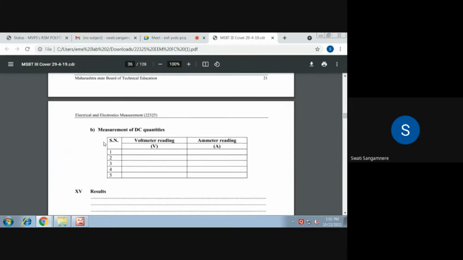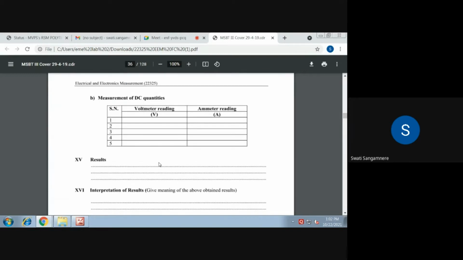Then this is the observation table for measurement of DC quantities. In the voltmeter reading column you write down the voltage, and in the ammeter reading column you write down the current. So this is the theoretical part of our experiment.